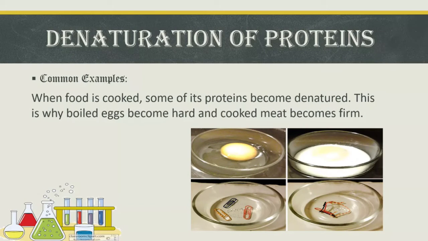There are some common examples. When food is cooked, some of its proteins become denatured. This is why boiled eggs become hard and cooked meat becomes firm. A classic example of denaturing in proteins comes from egg whites, which are typically largely egg albumins in water. Fresh from the eggs, egg whites are transparent and liquid. Cooking the thermally unstable whites turns them opaque, forming an interconnected solid mass.